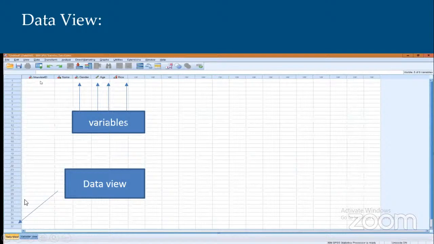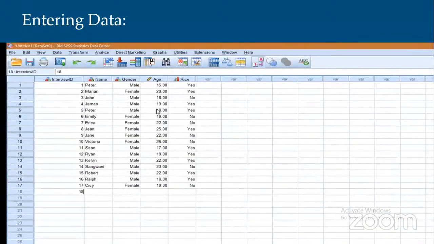After, as you notice here, we go to data view, and our variables that we added come here into columns: interview ID, name, gender, age, and our question, the basic question in the study. After that, we will start entering our data one by one, starting from interview ID 1, name, gender, age, and our question, yes or no, until we finish entering all our data.